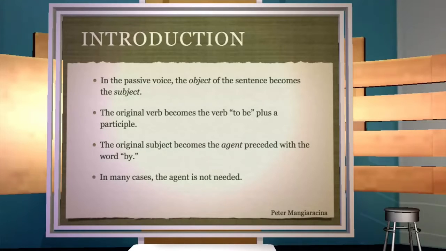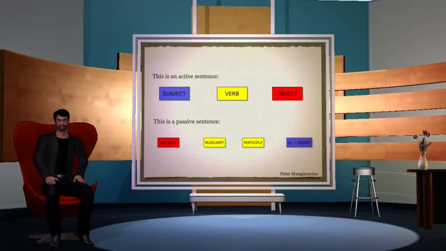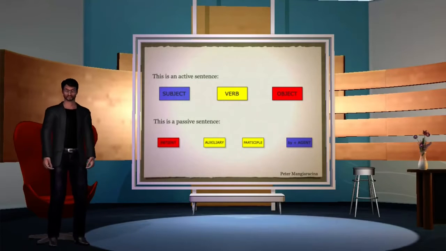Instead of the traditional subject-verb arrangement of a sentence, the object of the sentence comes first. The original verb becomes the conjugated to be verb plus a participle. And the original subject becomes the agent and goes at the end of the sentence preceded with the word by. Here's a graphic representation, first of a standard sentence and then a passive sentence. If you follow the colors, you can see how things get rearranged.